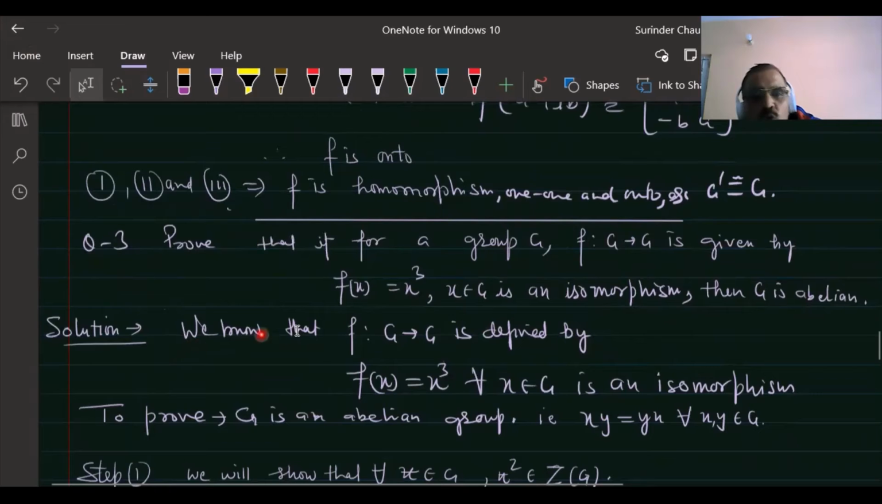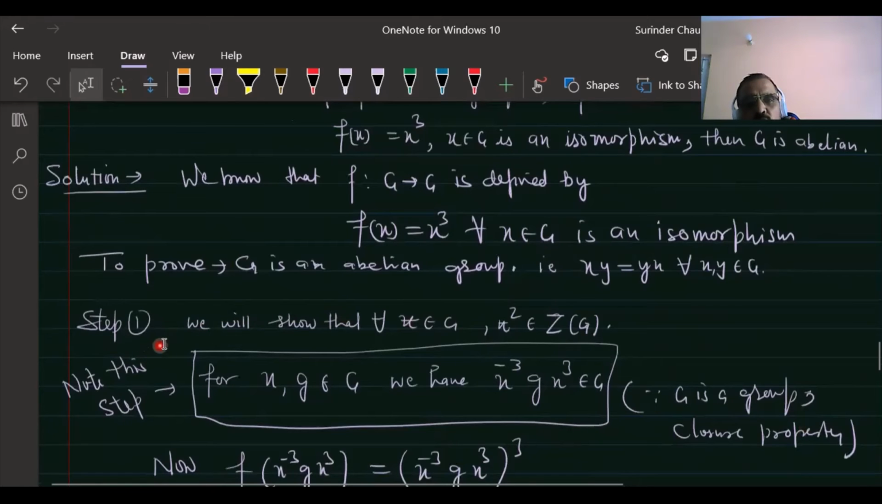So given is, we know that f is a mapping from G to G defined by f of x equals x cube for all x belongs to G, and it is an isomorphism. Isomorphism means it is a homomorphism, it is one-one and onto. But we have to prove that G is abelian. We have to show that xy equals yx for all x, y belongs to G.